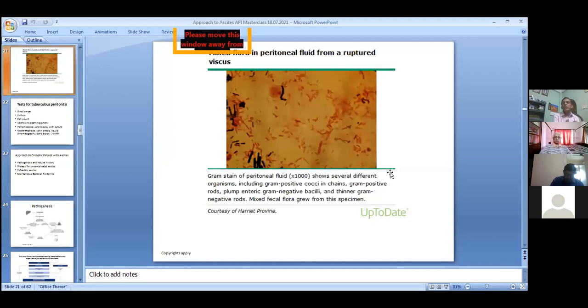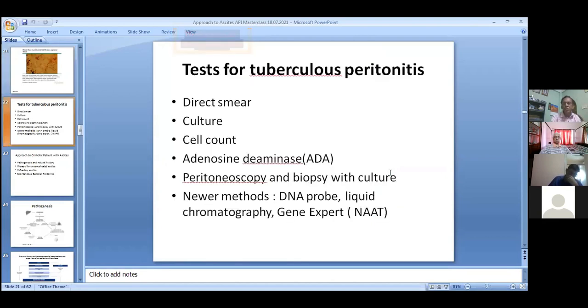This is a picture showing polymicrobial infection, that there are lots of cocci and bacilli in a culture, in the peritoneal fluid gram stain. This is a gram stain of peritoneal fluid. So if it is a polymicrobial infection, it indicates the secondary bacterial peritonitis due to a ruptured viscus.